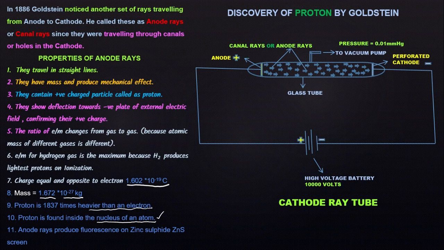Anode rays produce fluorescence on the zinc sulfide screen. Yes, we know that. Anode rays produce fluorescence, that is the green flash on the zinc sulfide screen, which is coated just after this perforated cathode. On the inside of the screen, there is zinc sulfide coated on it. So whenever an anode ray, or whenever a proton, hits this zinc sulfide screen, it produces scintillation, or a flash, confirming that a proton has hit that screen. Okay, so this is how they were detected.